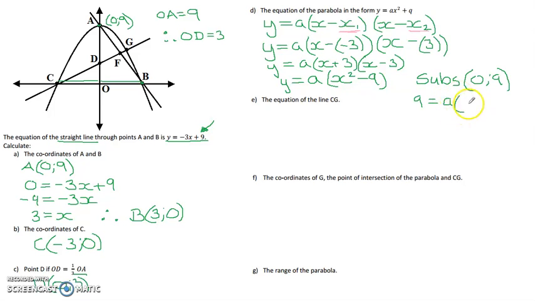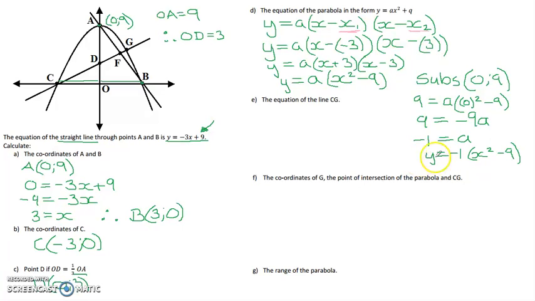A we don't know. Then we've got 0 squared minus 9, which means we've got 9 is equal to minus 9 times a. We're going to get rid of the minus 9 by dividing both sides by minus 9. 9 divided by minus 9 gives us minus 1 is equal to a. That means we have y is equal to minus 1 times (x squared minus 9).